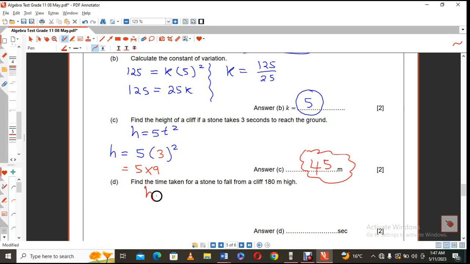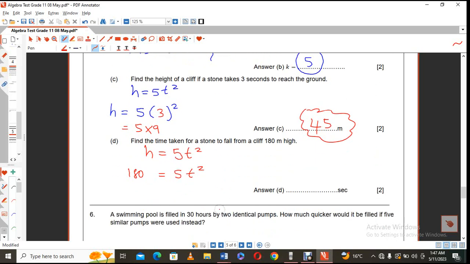Using the same formula, h equals 5t squared, they now give us the height of 180 meters, and that is 5t squared. So again, we need to calculate the value of t. So very straightforward. t squared is 180 divided by 5, right? That gives me t squared is equal to 36. Well, t would then be the square root of 36, which is 6 seconds.